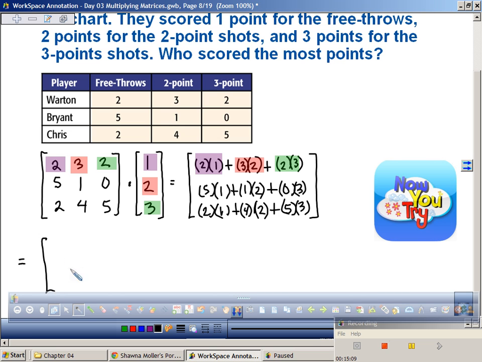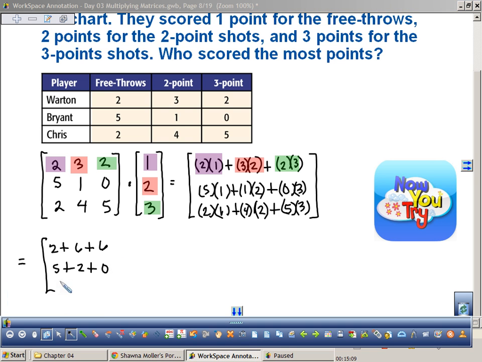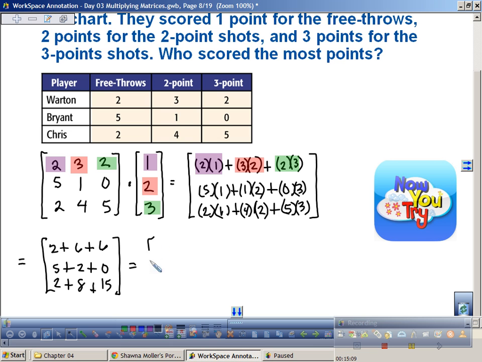Equals 2 plus 6 plus 6, 5 plus 2 plus 3. No, 0. I wrote 0 and said 3. I'm trying to go too quick. 2 plus 8 plus 15. I will wait. Equals 14, 7, 25.